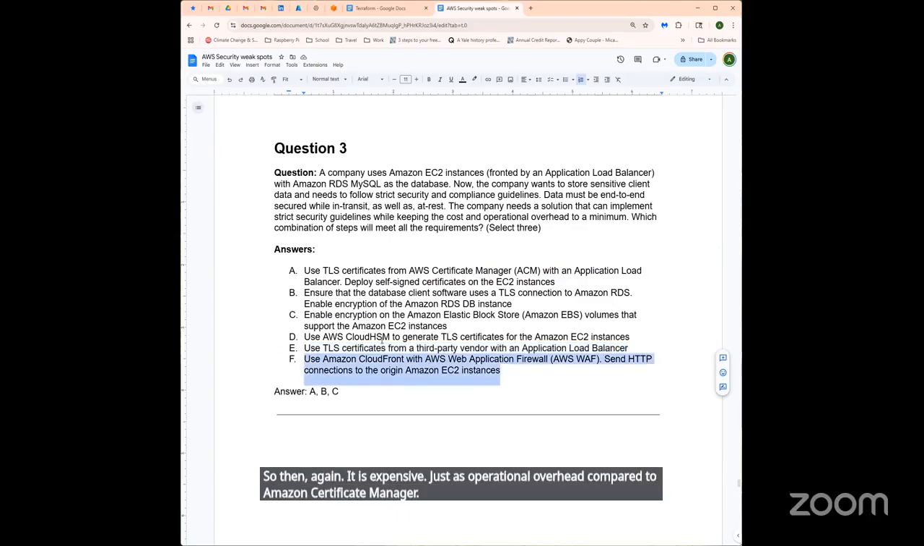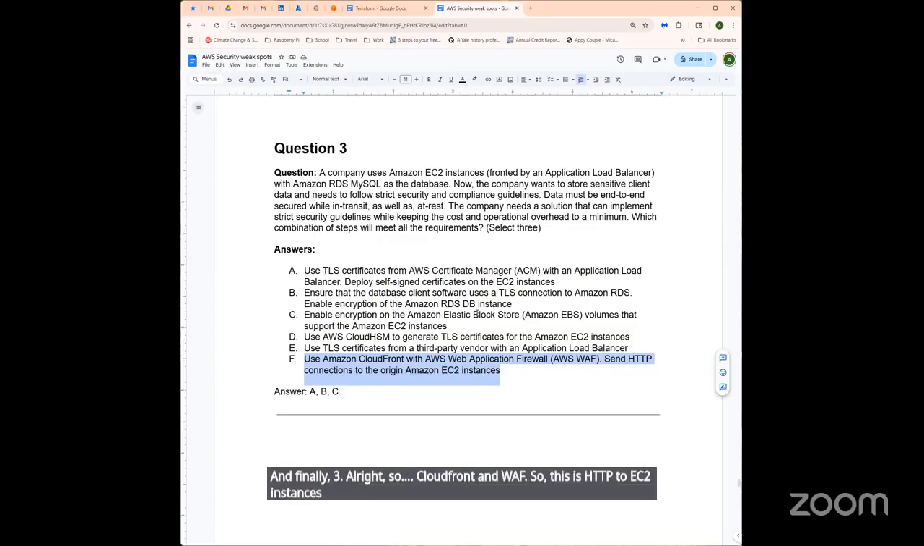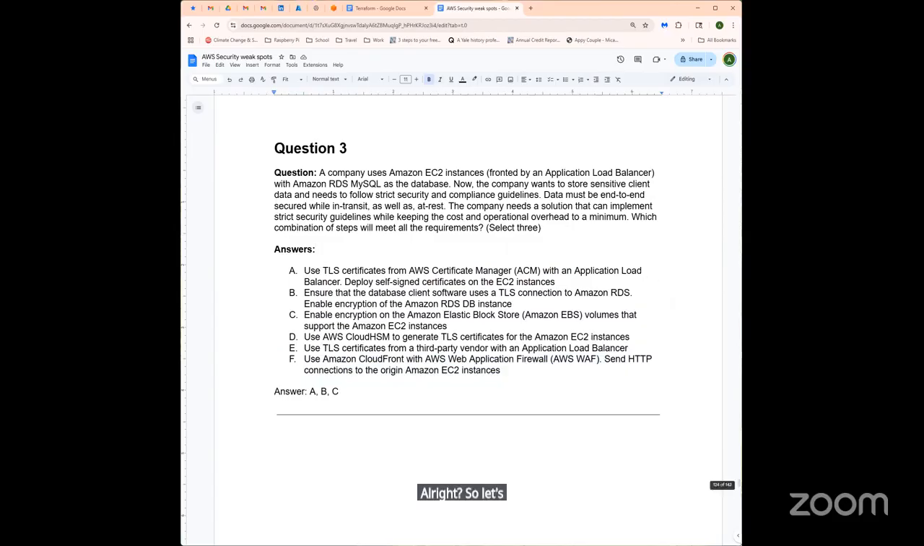And finally, CloudFront and WAF. This is HTTP to the EC2 instances, right? This violates end-to-end encryption requirements. All right, so let's get some certificate information. Let's see if we can find this.